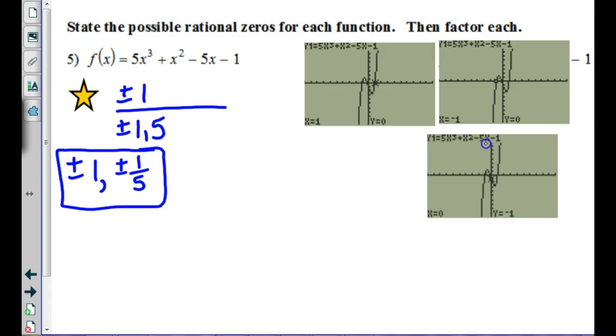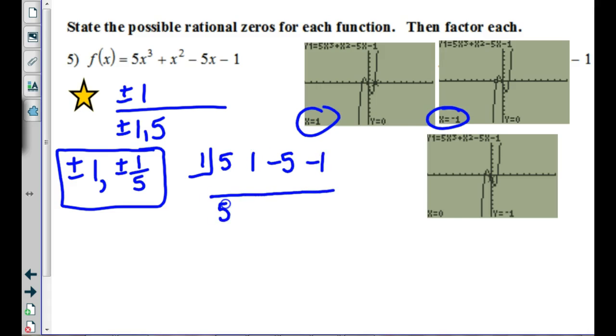Then I graphed it, and I found 1 worked and -1 worked. So we're going to do successive division. 5, 1, -5, -1. Bring down the 5. Add, multiply, add, multiply, add. -1 also worked.